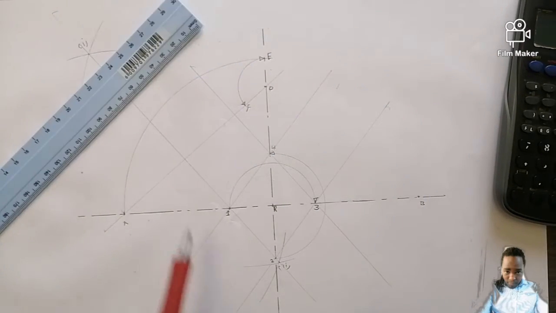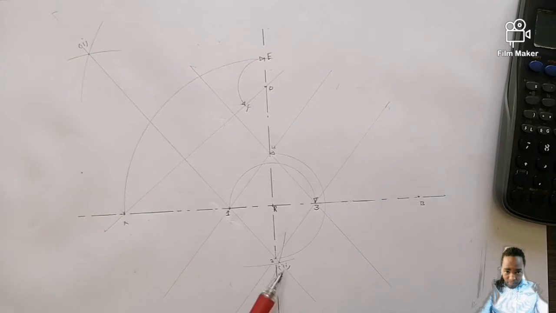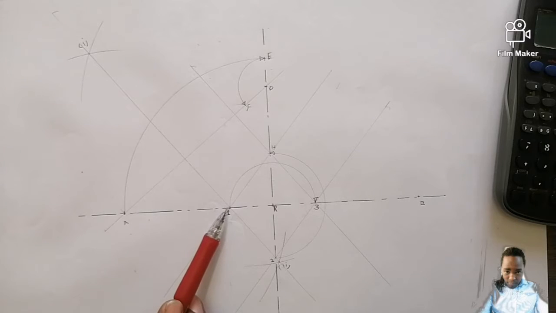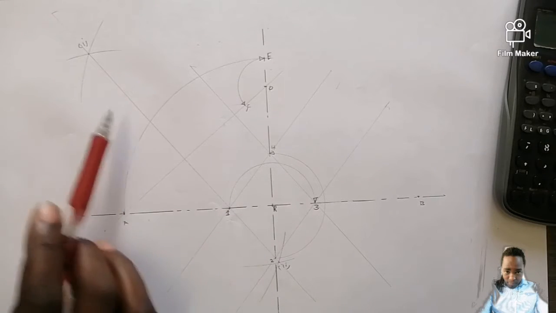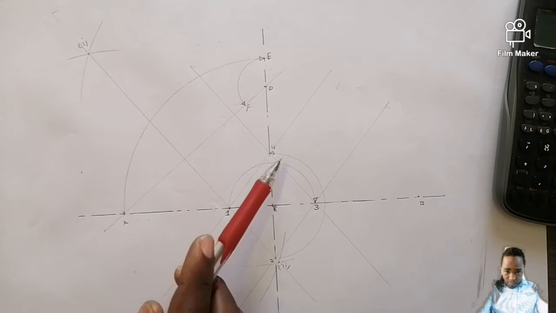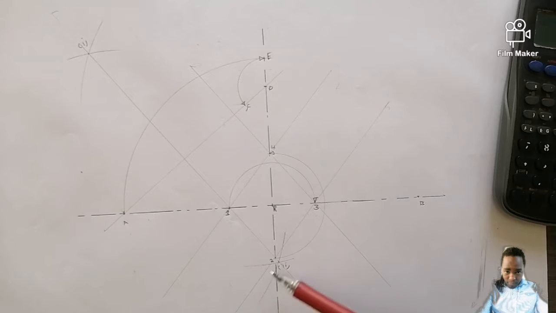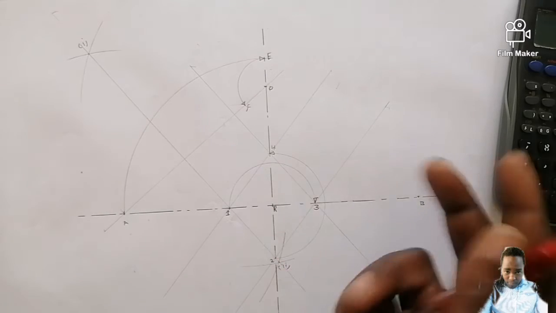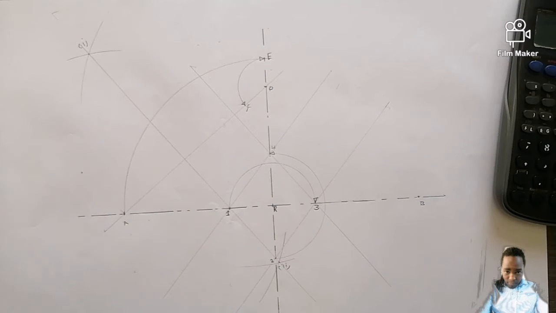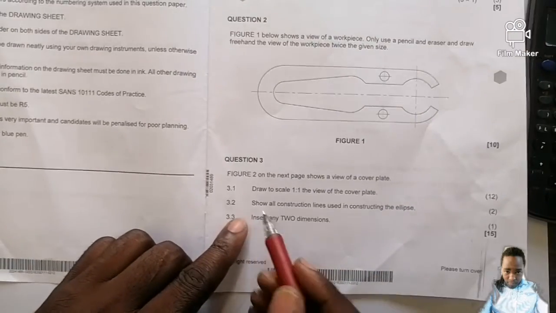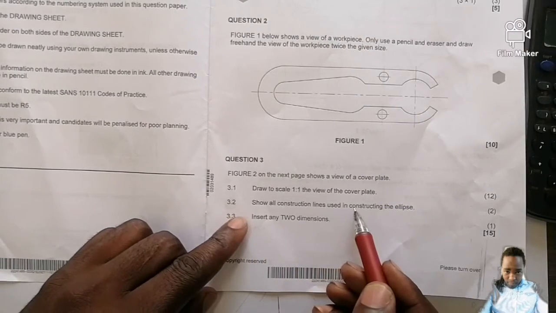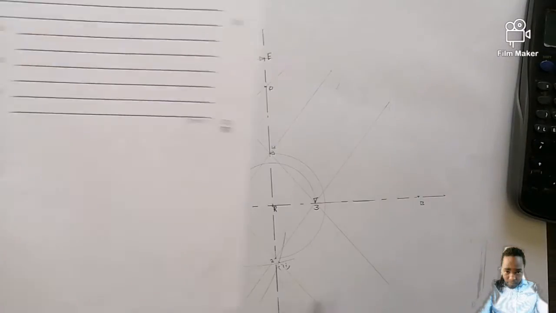Yes, they are parallel. Do you see that the line of Roman figure 1 and Roman figure 2 is still the line of point 1 and point 2, which is parallel to point 4, parallel to the line of point 4 and point 3. The same applies to the lines of 2 and 3 and 1 and 4. They are parallel to each other as well. You understand? So we are done with the constructional lines. If the question says, show all the constructional lines used in constructing the ellipse, this is what they are talking about.